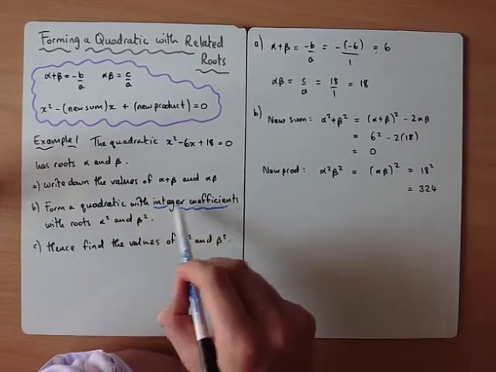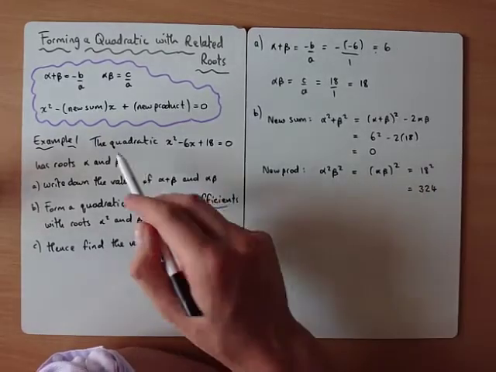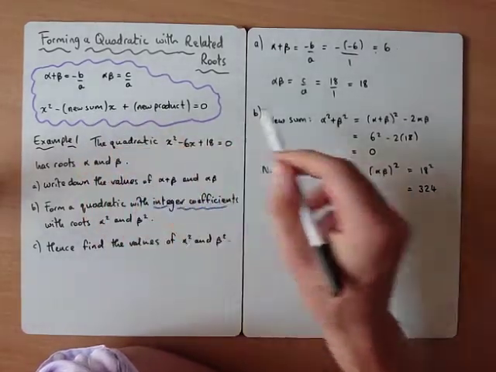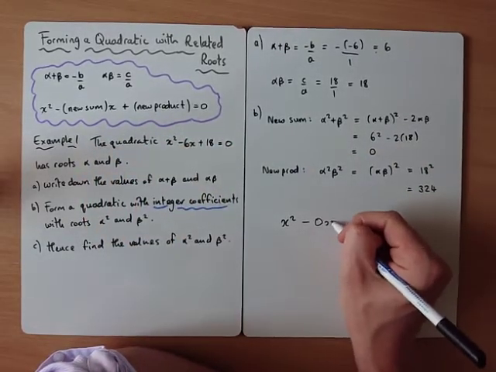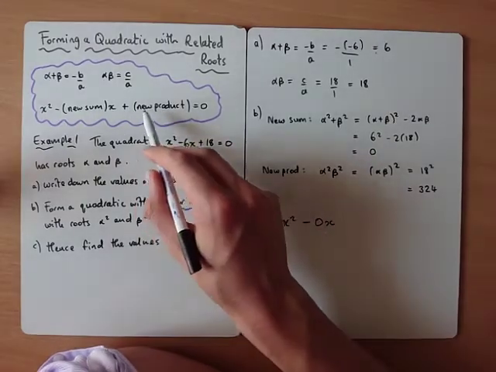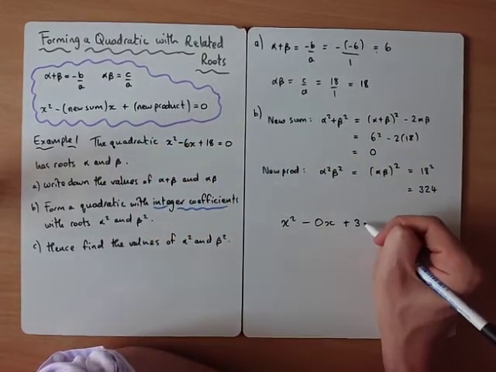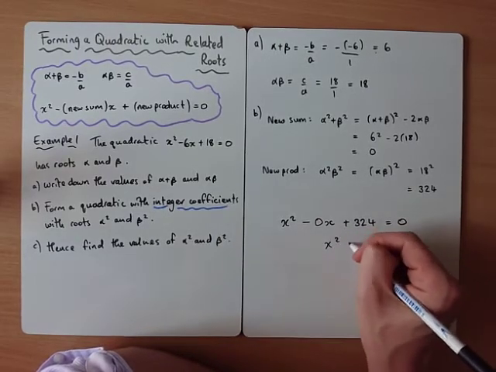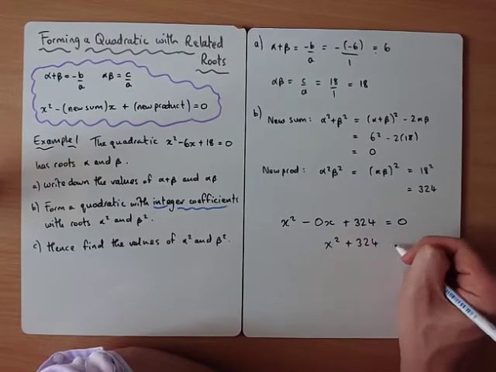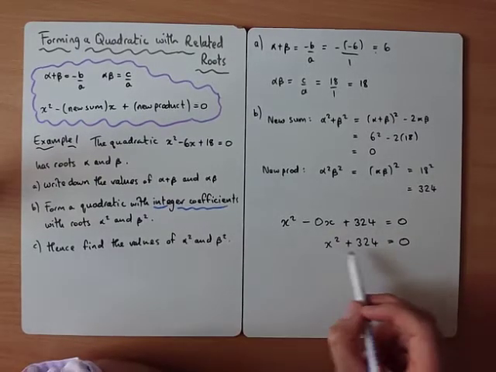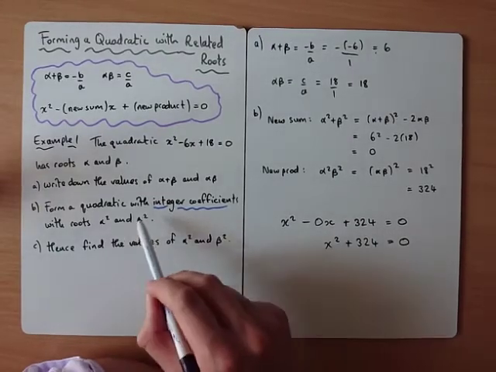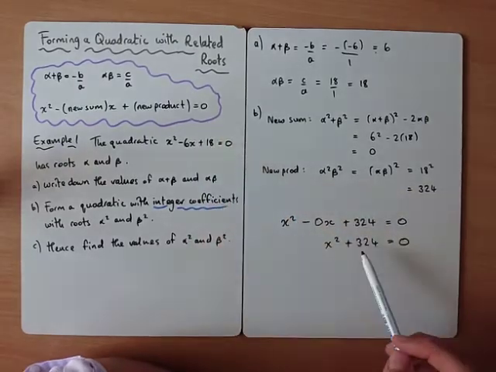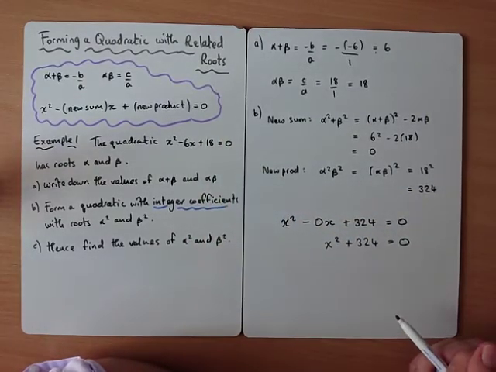So form a quadratic with integer coefficients with roots alpha squared and beta squared. So now we can form our quadratic, so it would be x squared minus the sum, which is 0 times by x, obviously do not leave it like this, plus the new product, which would be plus 324. So our quadratic would be x squared plus 324. And this quadratic would have roots alpha squared and beta squared. So whatever the original quadratic was, their roots are alpha and beta. This quadratic's roots are alpha squared and beta squared.